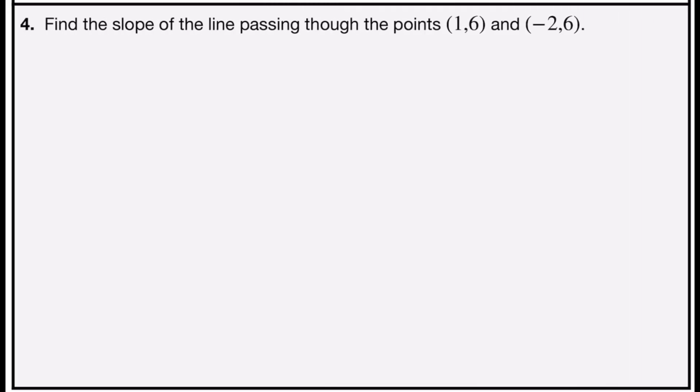Problem number 4 says find the slope of the line passing through the points (1, 6) and (-2, 6). So again, I'm going to have my formula. Slope is equal to y sub 2 minus y sub 1, or second y minus first y, over x sub 2 minus x sub 1, or second x minus the first x. And now I'm going to substitute.